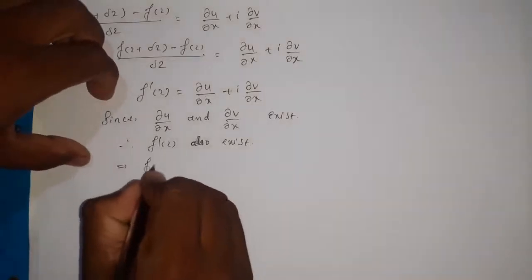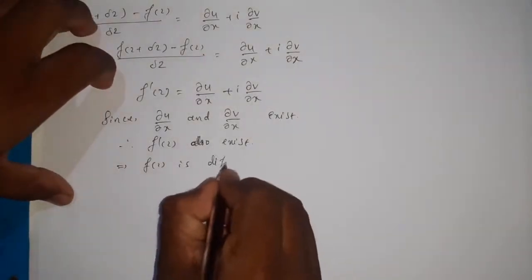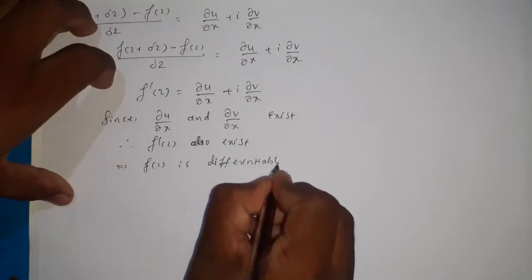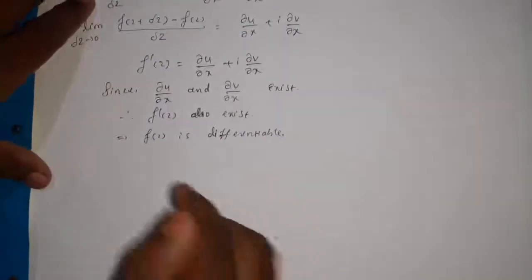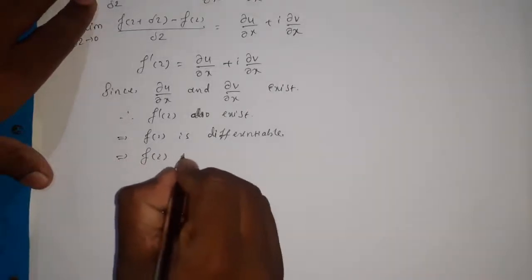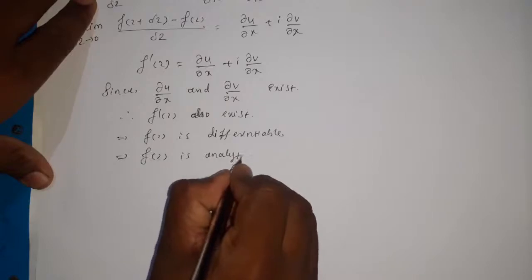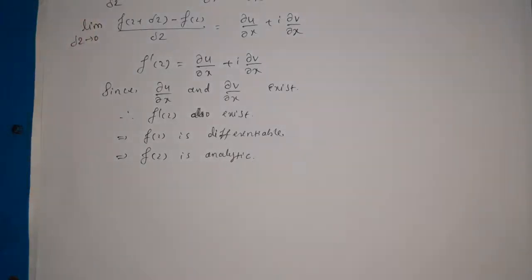So if f dash of z exists, then what we can say? It implies that f of z is differentiable. If the function is differentiable, then we can say that it is analytic. So therefore we have proved here, when the CR equations are satisfied by the partial derivatives, then the function is analytic in that region. So here the necessary and sufficient condition is very important and is frequently asked in the semester exams.